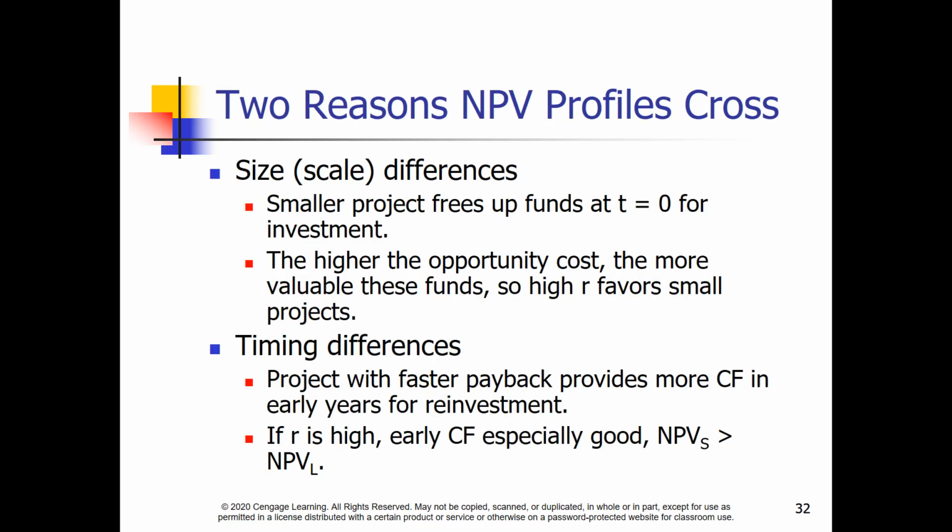So why do they cross? Two main reasons: scale differences and timing differences. The timing differences have been demonstrated with S and L. S's cash flow started strong and declined. L started slowly and grew.